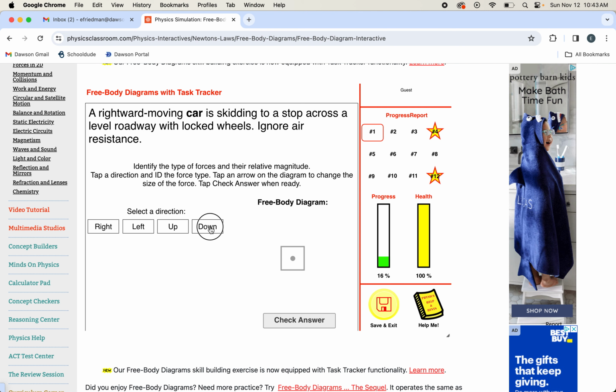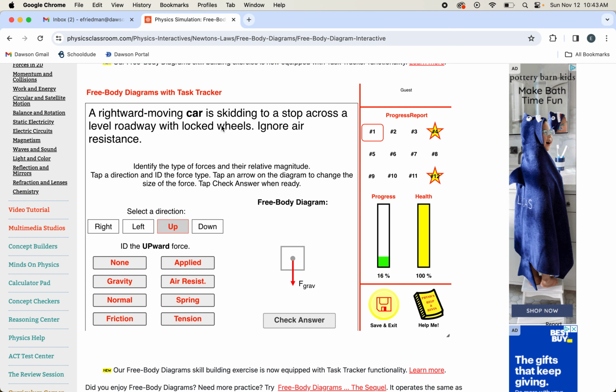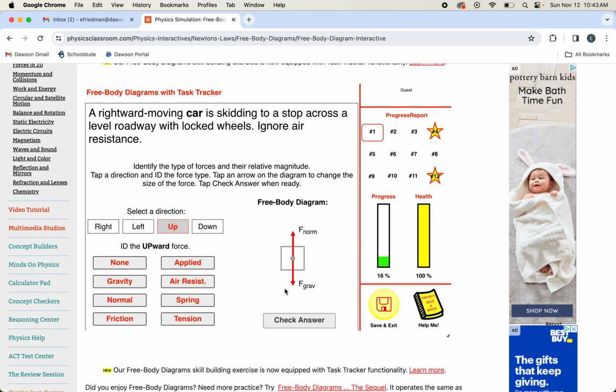So let's start with gravity as we always have. Down, gravity, good. There has to be something in the upward direction to balance out the gravity. And when you have an object that's on a surface, we're going to have a normal force. So that's going to be normal force up. We want to make sure that those two are balanced.